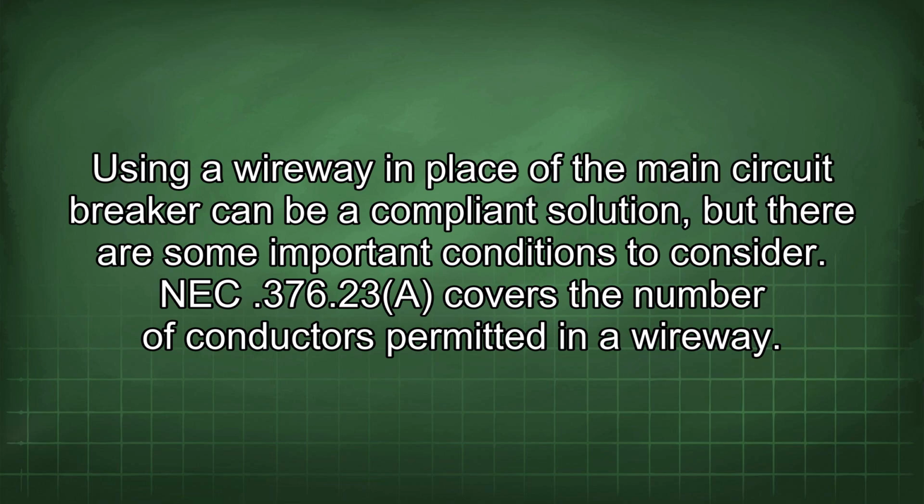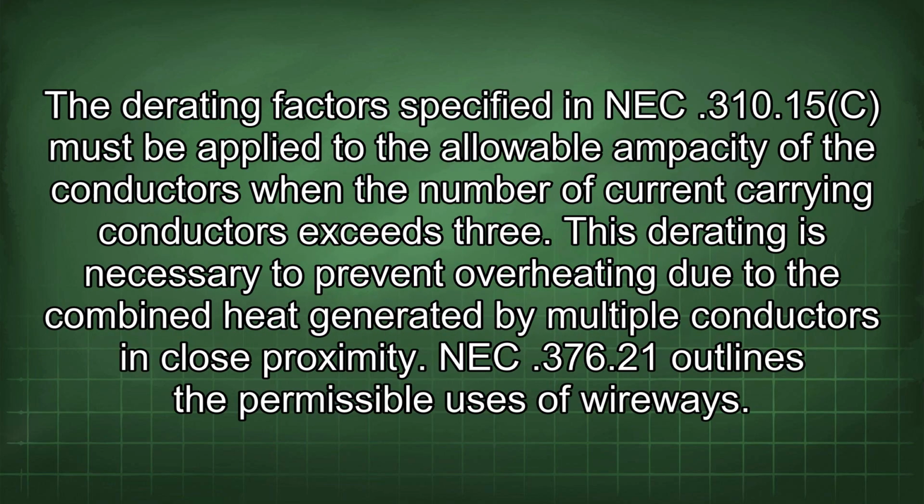NEC 376.23 covers the number of conductors permitted in a wireway. The derating factors specified in NEC 310.15(C) must be applied to the allowable ampacity of the conductors when the number of current-carrying conductors exceeds 3. This derating is necessary to prevent overheating due to the combined heat generated by multiple conductors in close proximity.